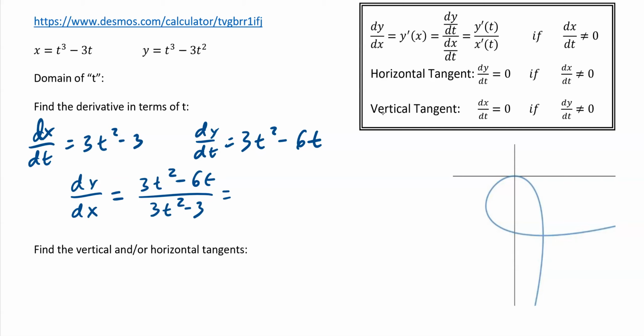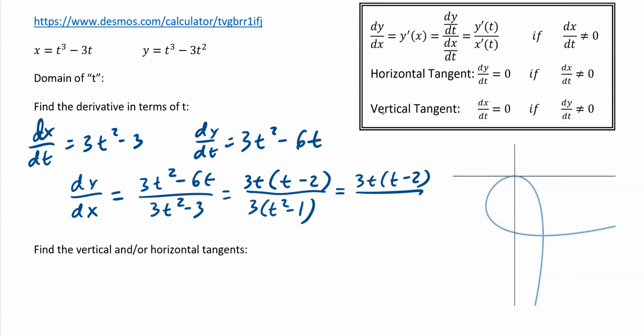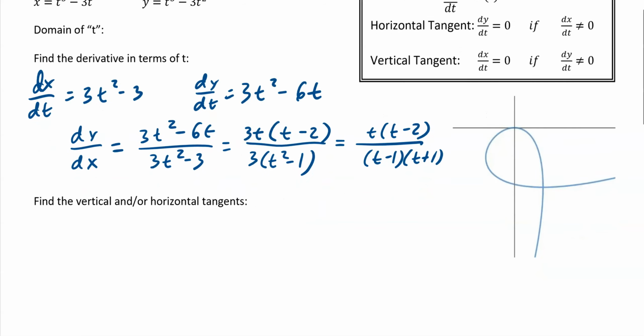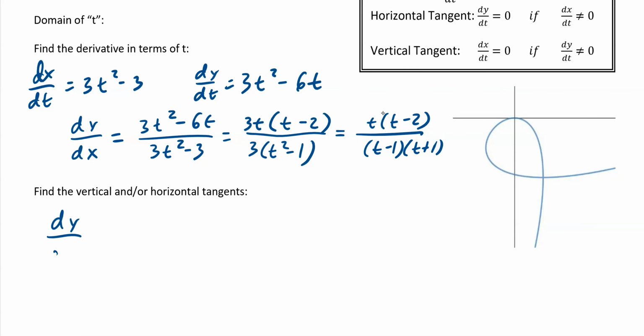And just like with normal derivatives from chapter 3, we want to factor these. So 3t, t minus 2, and by normal I mean in terms of x. And then here we would get 3 times t squared minus 1. If you remember, t squared minus 1 gives us 3t on top, t minus 2 on the bottom, and 3, t minus 1, t plus 1. And then the 3's cancel, so we end up with just that. Now, this just means we take our derivative to find our vertical and horizontal.